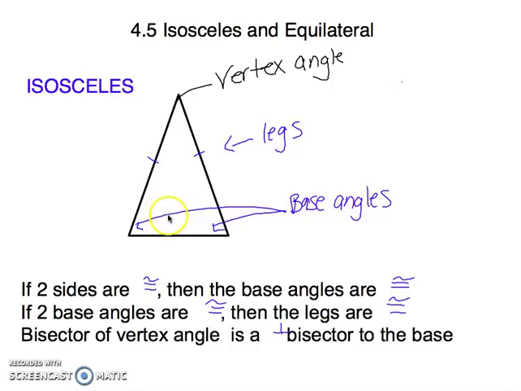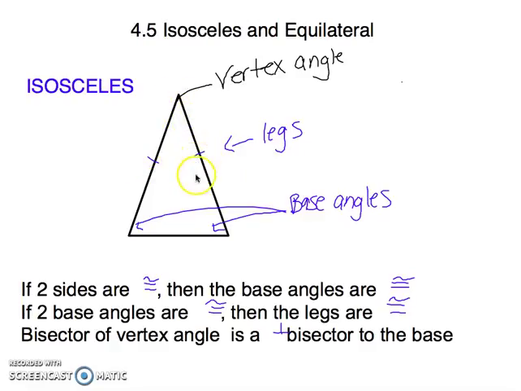This video is on isosceles and equilateral triangles. The picture right here is an isosceles triangle. Some characteristics of an isosceles triangle that we know are the legs are congruent. The vertex angle is the angle that's created where the two legs meet. So you can see the two legs meet there.